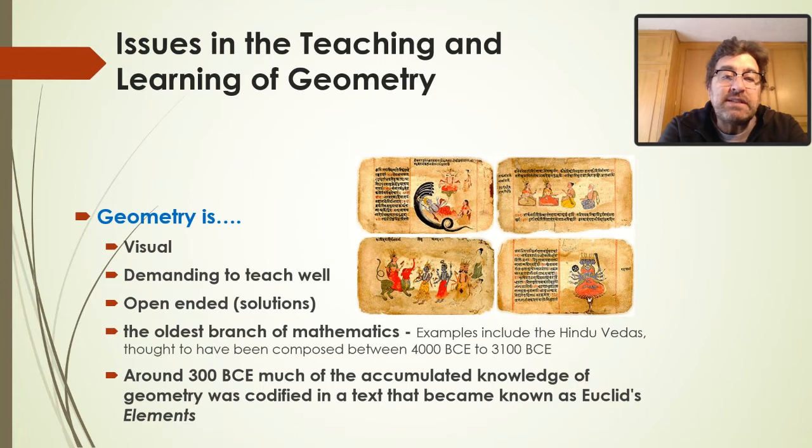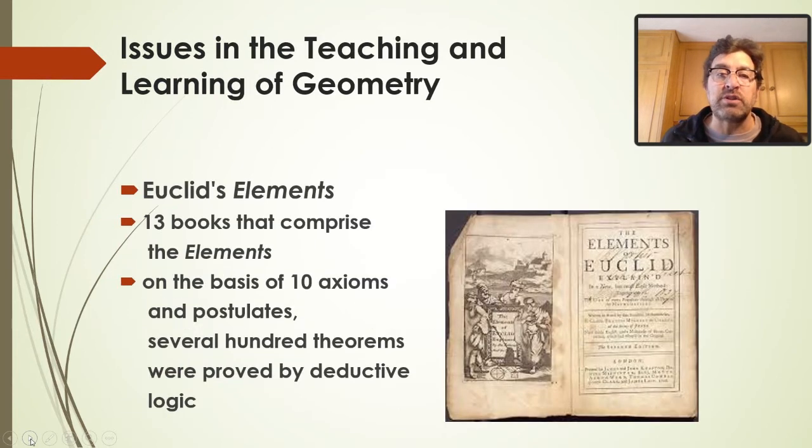Around 300 BCE, much of the accumulated knowledge of geometry was codified in a text that became known as Euclid's Elements. Now, folks, if you can get your hands on those elements, please try. They are freely available online. So just Google Euclid's Elements and page through it and see the level of sophistication that was already needed then and how that has evolved over the years to become what we know as geometry today.